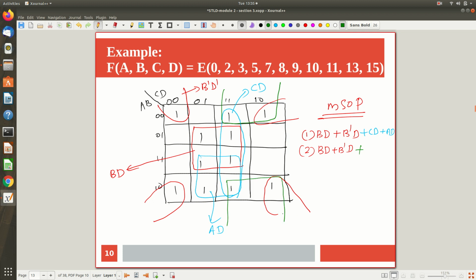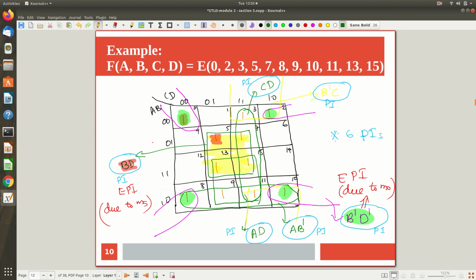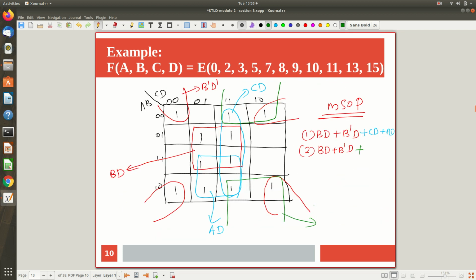What does this grouping correspond to? This group corresponds to, what was it? It was B dash C. B dash and C, fine. So what I am doing is taking this B dash C instead of CD. Instead of CD I am taking B dash C. See, both follow the same rule. Whether I take B dash C or CD, I will cover this one and this one.